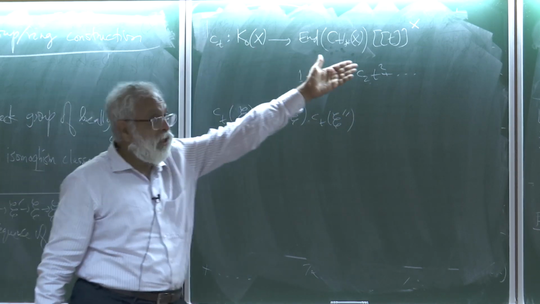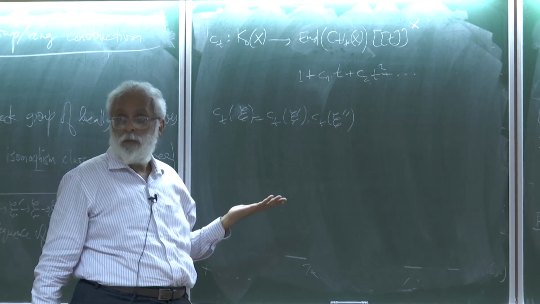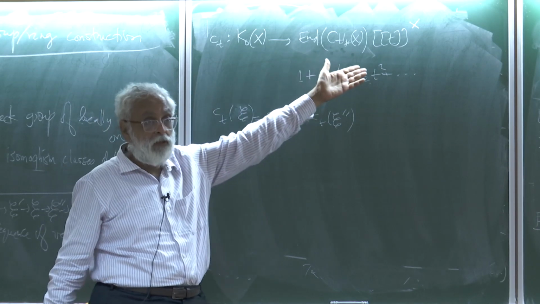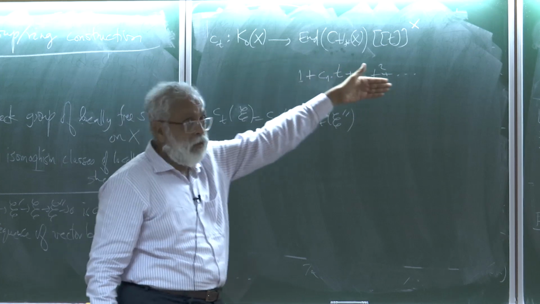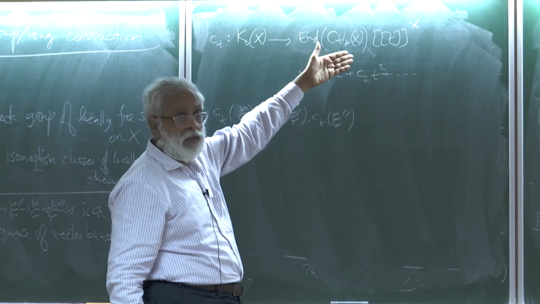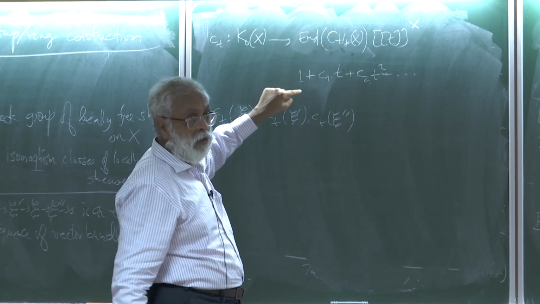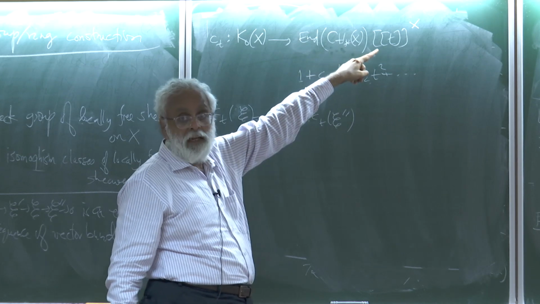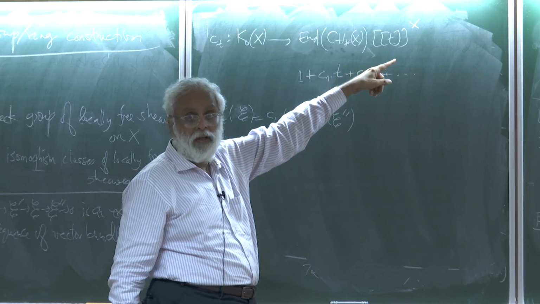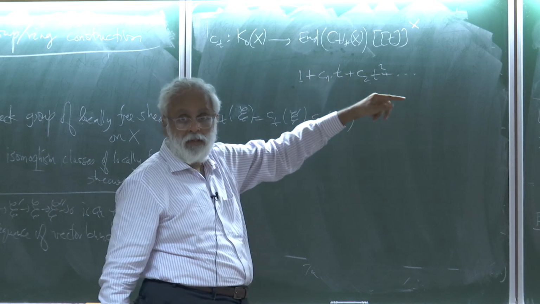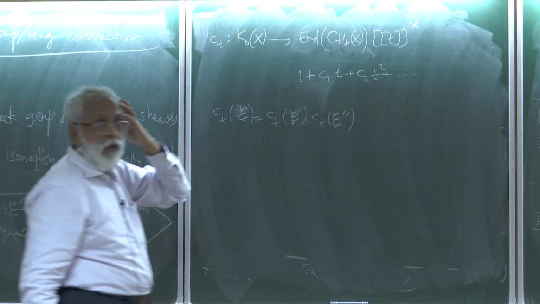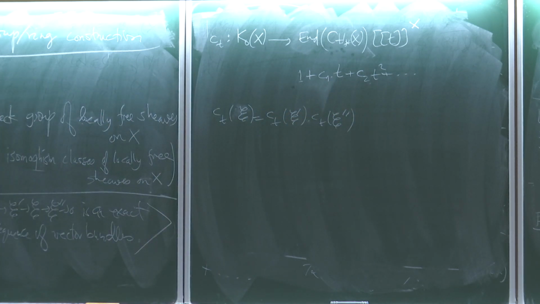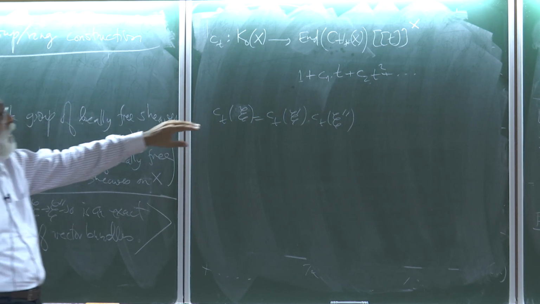So the group operation here, which is compatible with exact sequences, is multiplication. The total Chern class of a vector bundle is in fact a unit, an invertible element in this power series ring, of the form 1 plus higher degree terms.